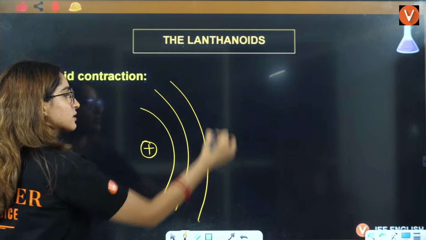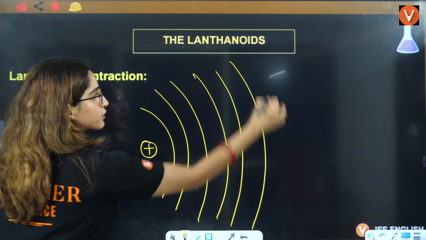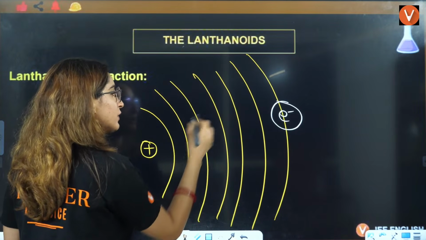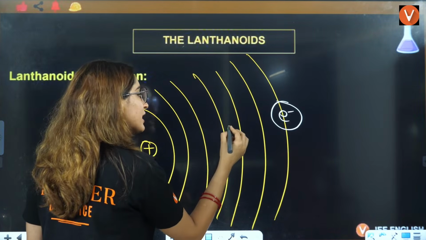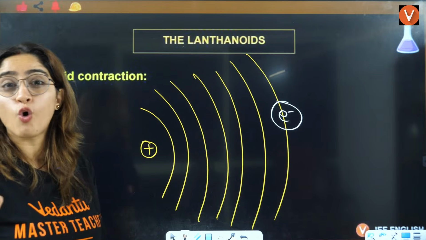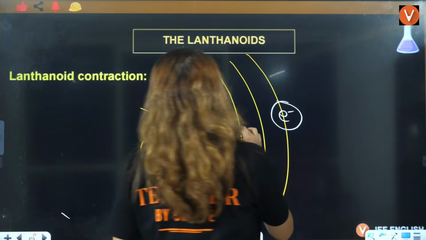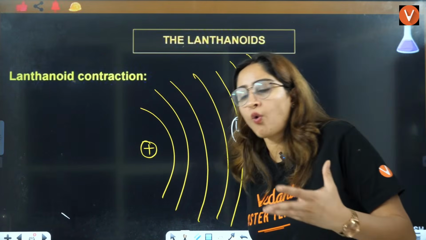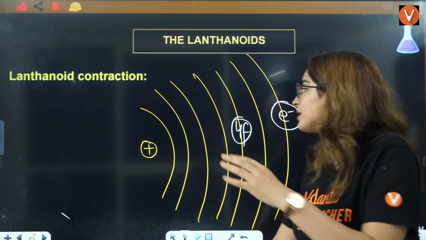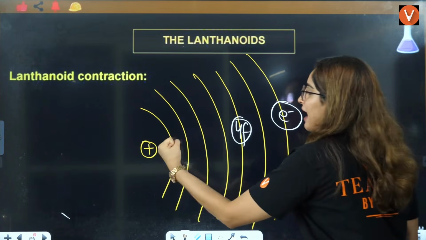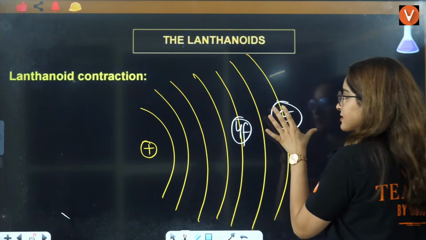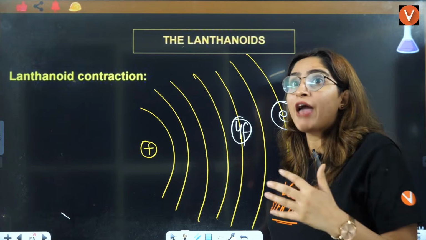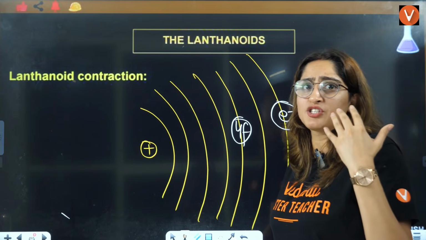this is the nucleus, these are the electrons, right? Now the outermost electron is there, and in between you have inner core electrons. Here we know that inner core electrons also have 4f orbitals. Let's say here you have 4f orbitals. Now what is the work of inner core electrons? To protect the outermost electron from being attracted by the nucleus, because this is positive, this is negative. If the inner core electrons do not have a very good shielding effect, right?